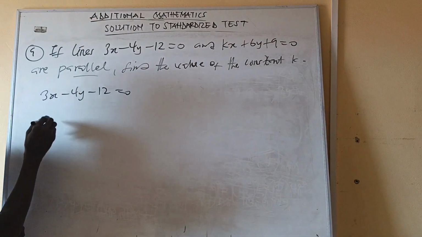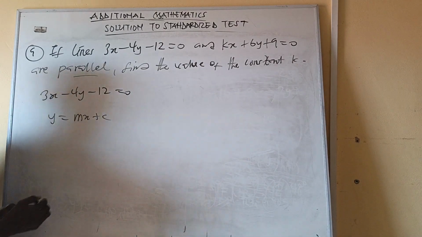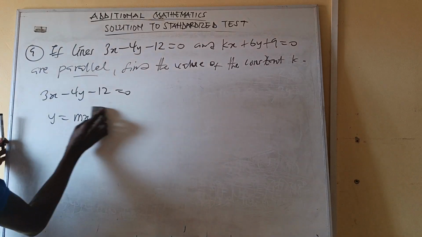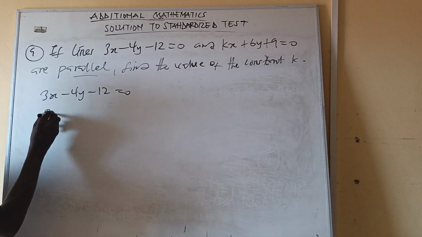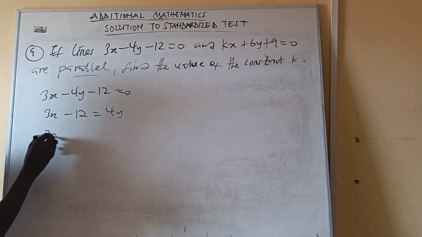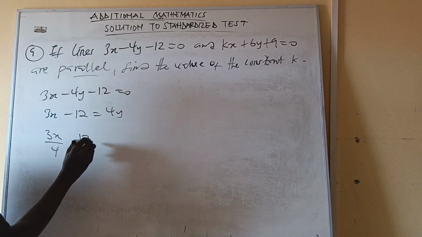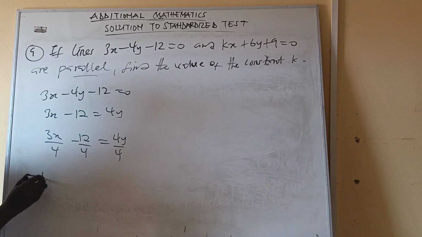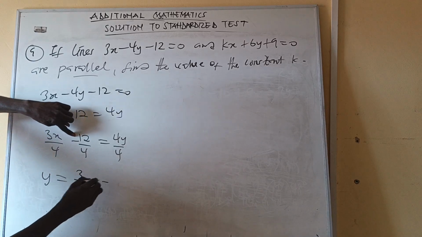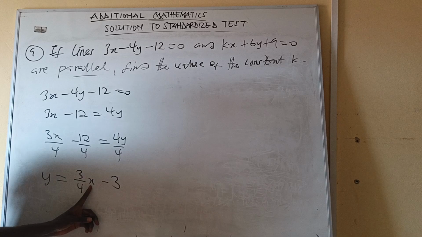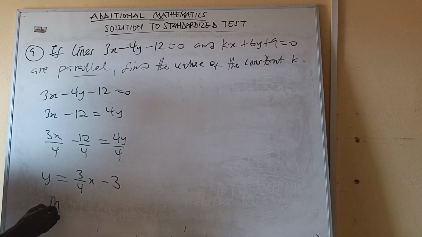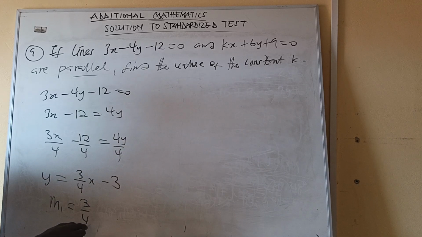Now, how do we get the gradient? You have to express this one in the form y is equal to mx plus c, just like how we solved the sixth question. Now let's make y the subject. So I'm going to have 3x minus 12 is equal to 4y. Divide through by 4. We have 3x over 4, 12 over 4 is equal to 4y over 4. So y is equal to 3 over 4x, and then minus 4 going to 12, 3 times. The gradient is the coefficient of x, which is 3 out of 4. I'm going to use m1 to represent the gradient of this one, which is 3 out of 4.